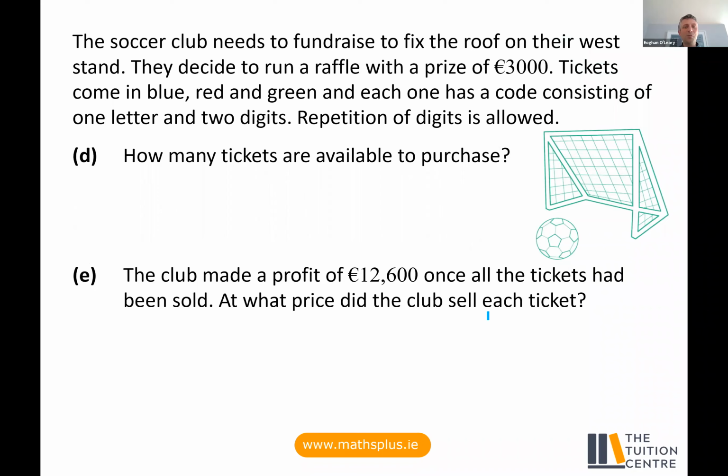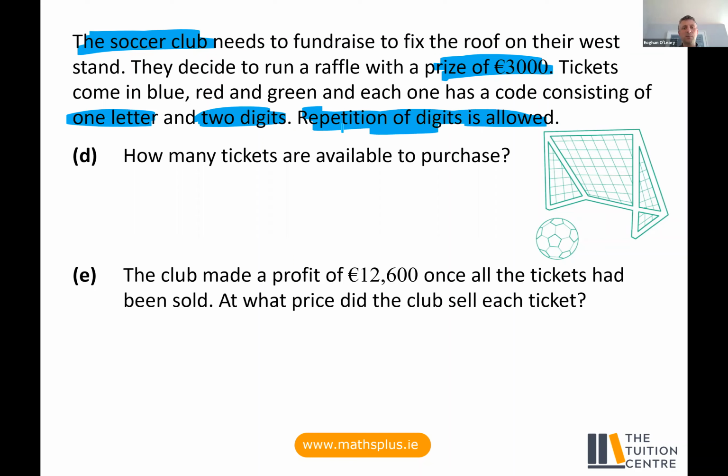So we're actually on now to a different part. It's the same context. We're still talking about the soccer club. They need to fundraise to fix the roof on the West Stand. They decide to run a raffle with a prize of €3,000. Tickets come in blue, red, and green, so 3 colors, and each one of them has a code consisting of 1 letter and 2 digits. Repetition of digits is allowed. Okay, so that's important. Repetition of digits is allowed.